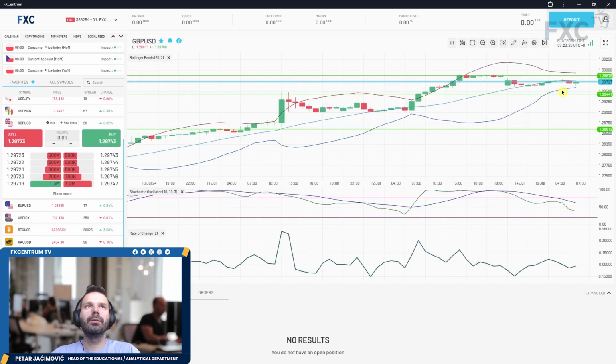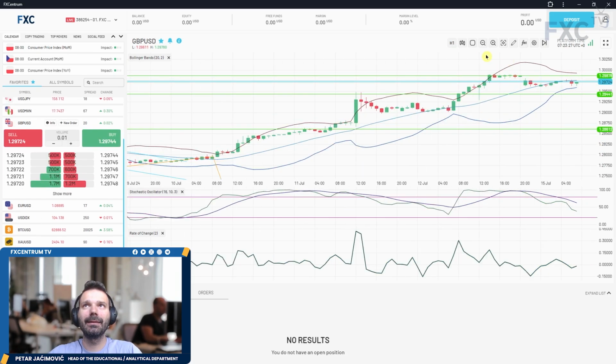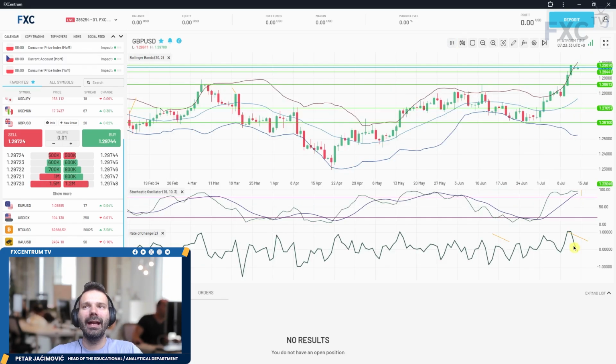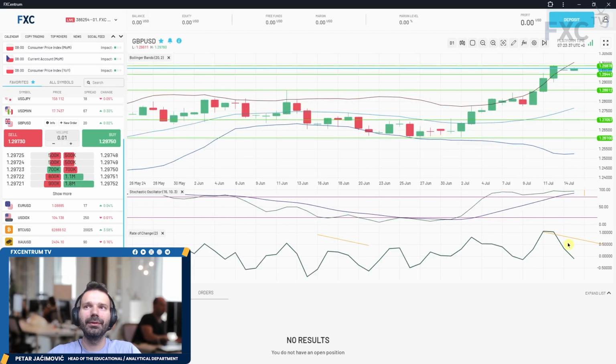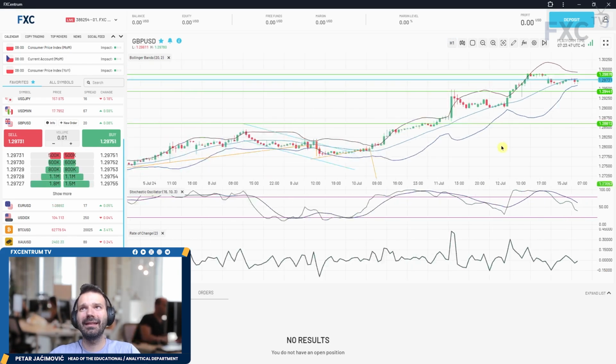On the pound dollar, we can see that there was a natural pullback, and we have a consolidation, but on the daily time frame, we have basically a rate of change flip to the downside. So we had 3 up days from low to high. This is getting into an extended run, 3 up days in a row. But so far, I don't see any sign of weakness.